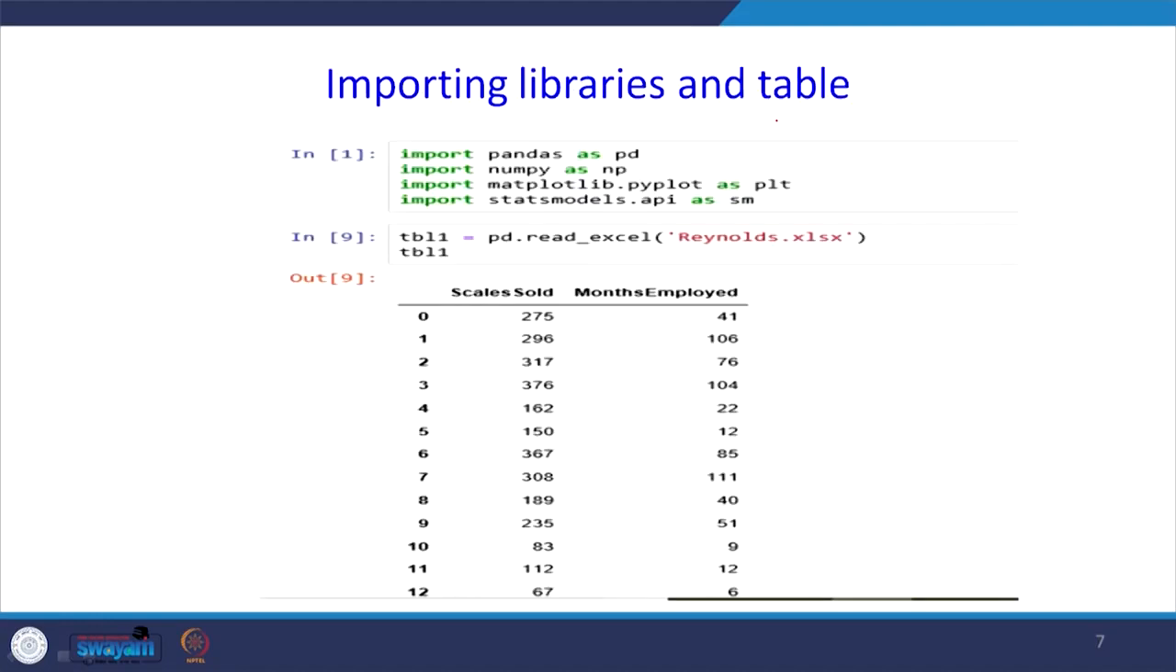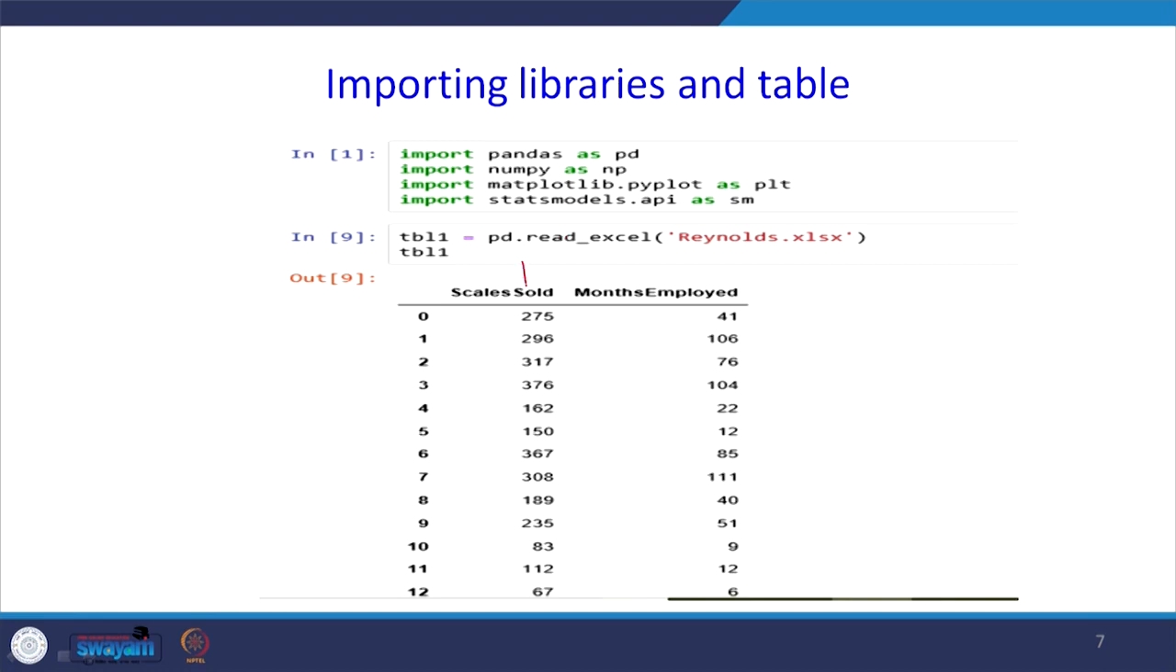With the help of Python, first we will construct a simple linear regression equation. Let us see what is happening. I have brought a screenshot of the Python programming. At the end of the class, I will run this code. You can type these commands on your PC and verify the answer. Import pandas as pd, import numpy as np, import matplotlib.pyplot as plt, import statsmodels.api as sm. The data is stored in the file called reynolds.xlsx. I have just read this data. So, this was the data set.